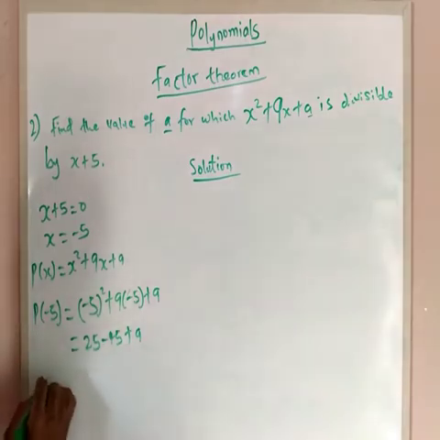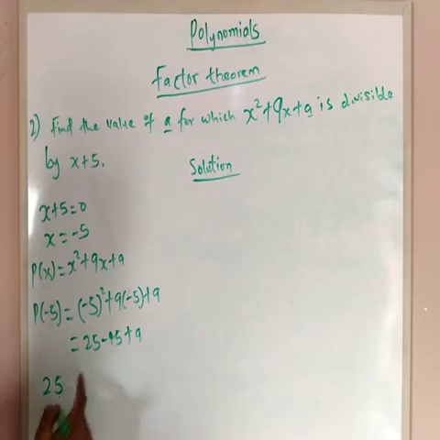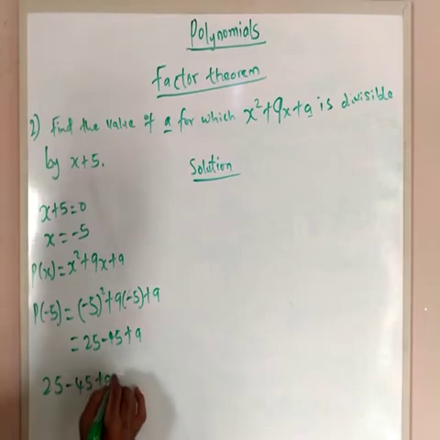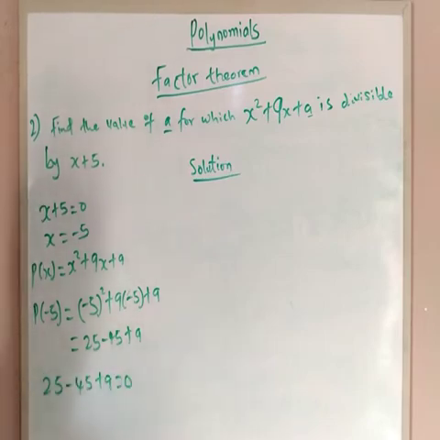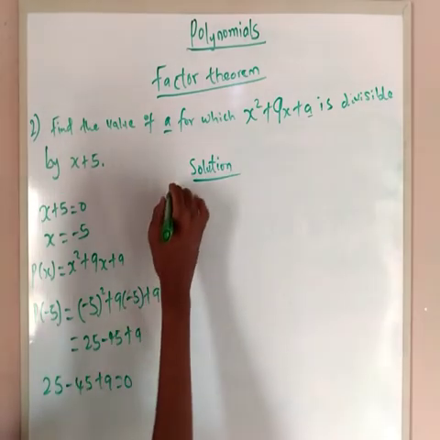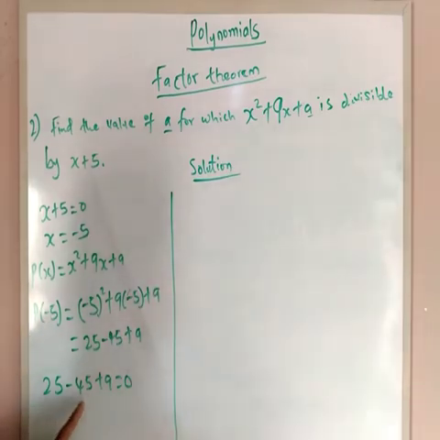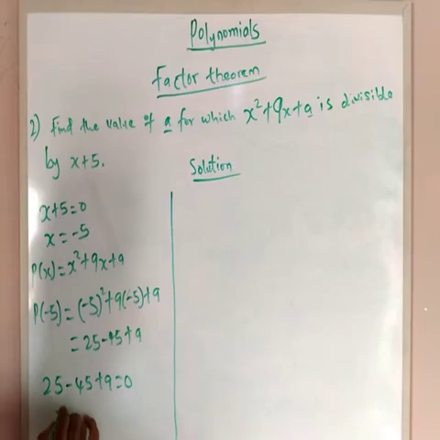So we have 25 minus 45 plus a equal to 0. Now 25 minus 45 is minus 20.